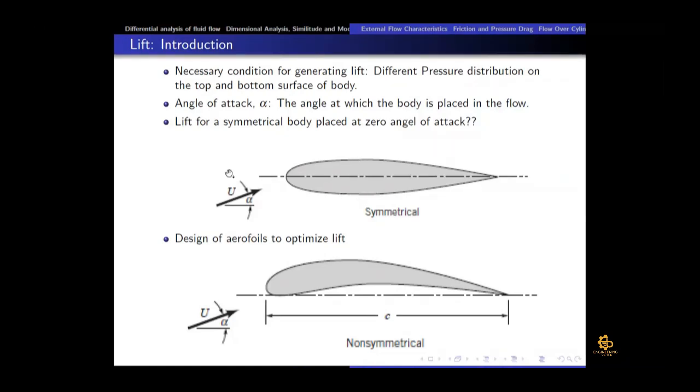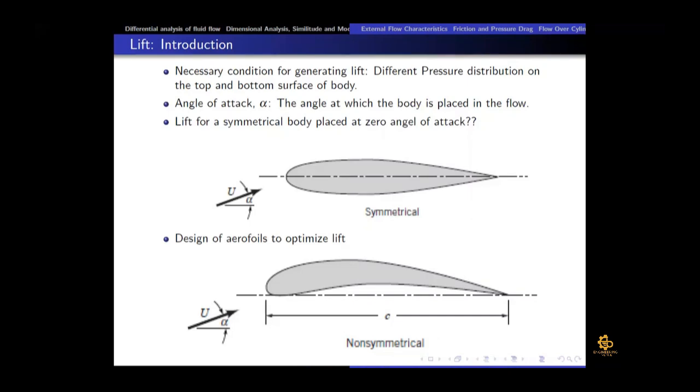If we are talking about zero angle of attack, it means that there wouldn't be any lift. But if we have a non-symmetrical aerofoil, then even if the flow is coming at zero angle of attack, the pressure on the lower side would always be greater than the pressure on the upper side, right? So that's why we would have positive lift force even for zero angle of attack. So that's why we usually make non-symmetrical aerofoil shapes.